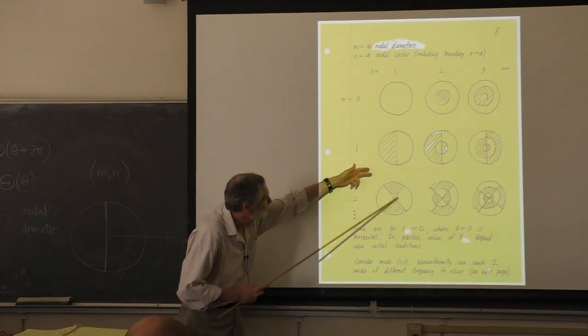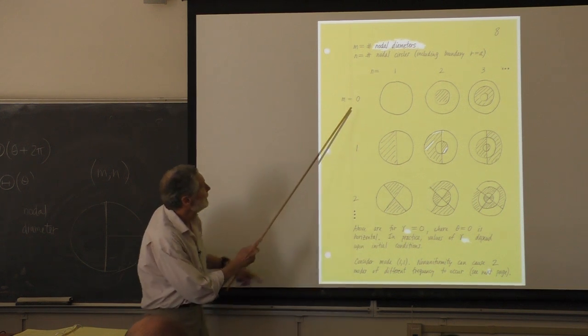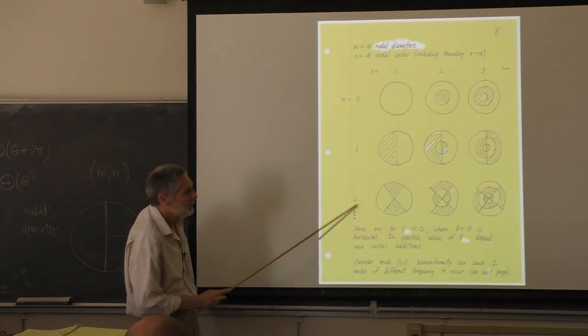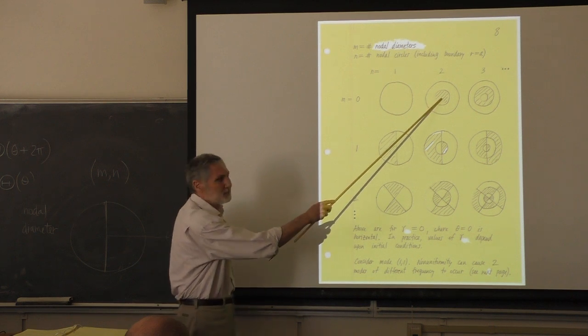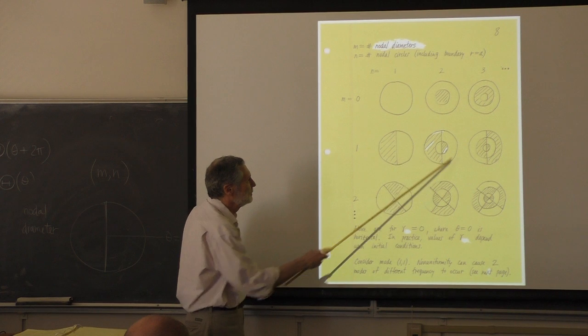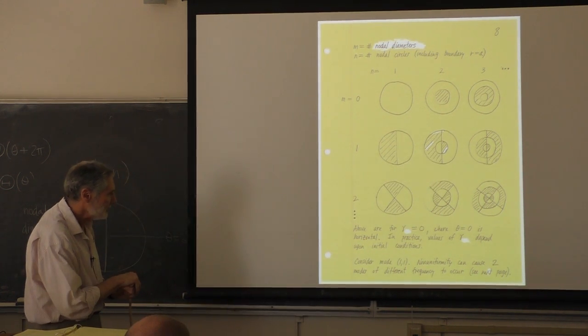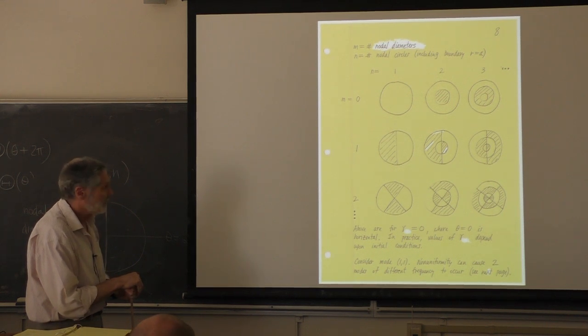Now these modes will just keep on going. You keep adding a nodal diameter. That's what we're doing here, incrementing m. But the next one in frequency turns out to be this one. And then the next one after that is this one, this one, this one, this one, and this one. And you wouldn't know that. It's not at all obvious. You need to look at the math.